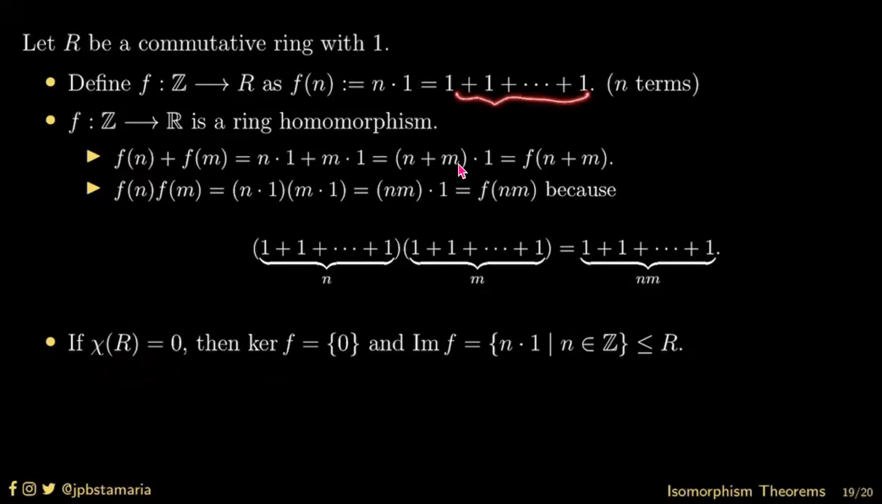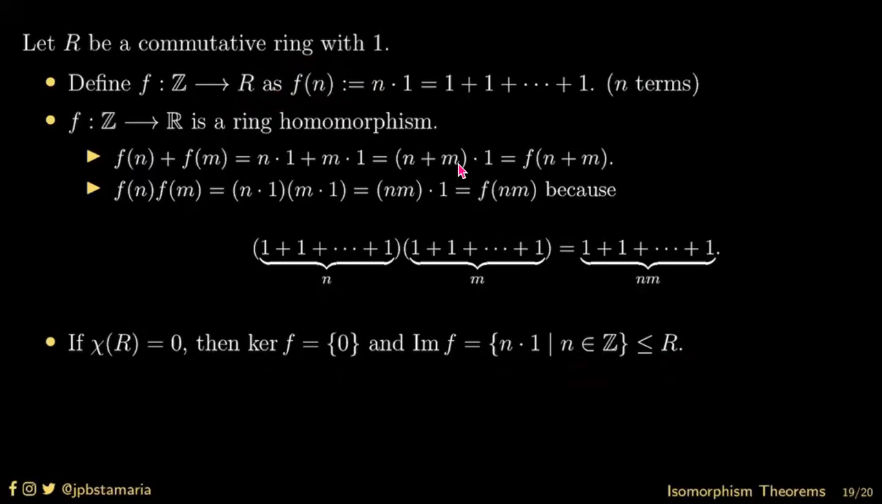If it never returns to 0, when will this be 0? Because the kernel, as we know, is where this becomes 0. So the only way for this to be 0 is when n is precisely 0. So your kernel is the singleton 0. What about your image? Your image is all the multiples of unity, which is a subring of R.